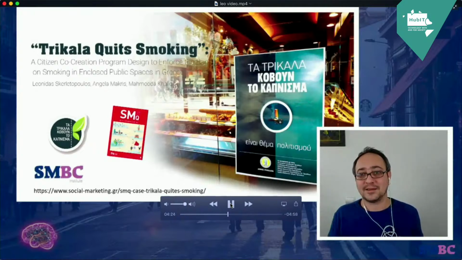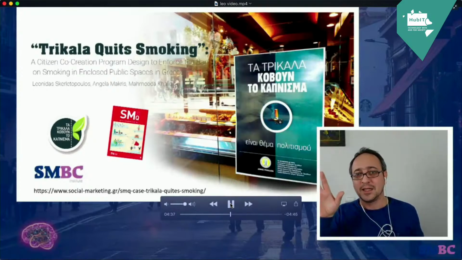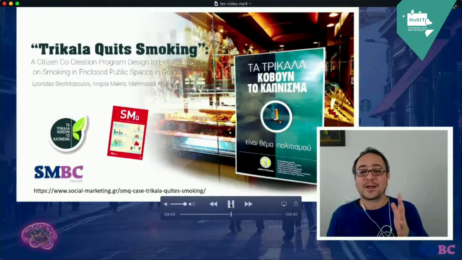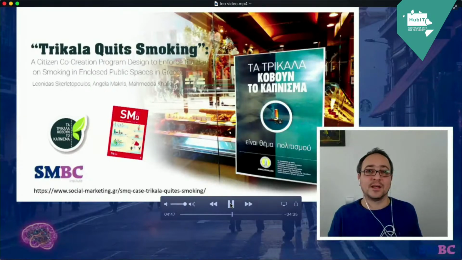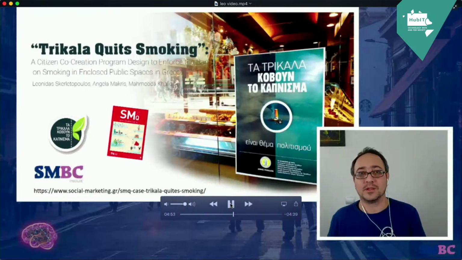So what Trikala did, they created what we have to know. You can read more in the link provided or in Social Marketing Quarterly about this case. I want you to remember at least this, because I was involved in this case: remember the co-creation. Co-creation is success. It was a multi-level stakeholder engagement program. They engaged stakeholders at multiple levels and created their program, and that was why they succeeded.